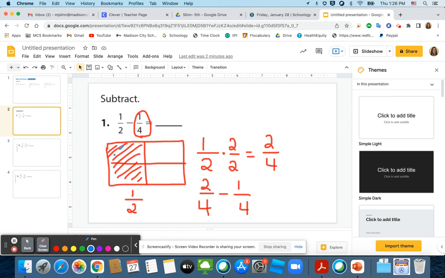Here's the 1/4 that you ate. You just weren't up to eating the other part. So 2/4 minus 1/4 will just leave you with 1/4. Okay, that was so much better. Let's do the next one.